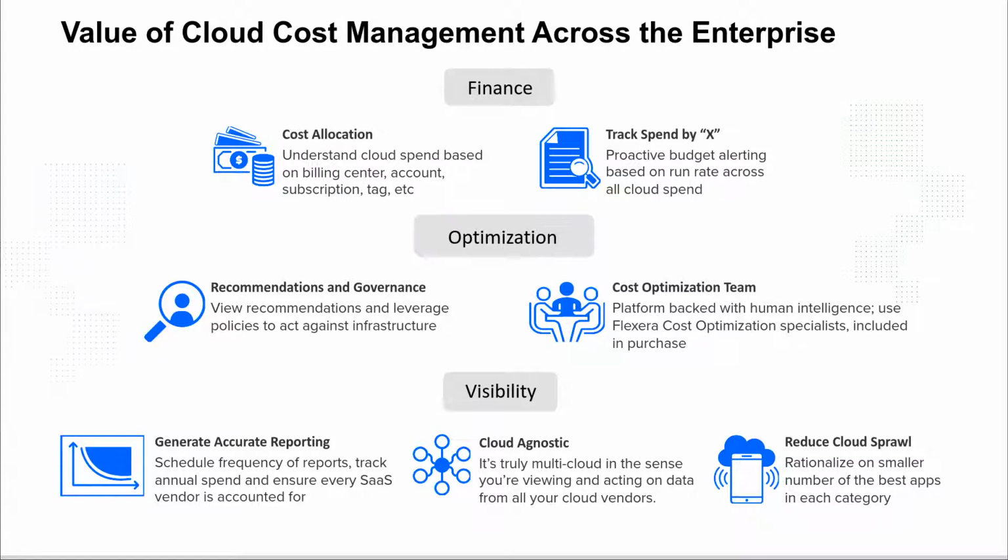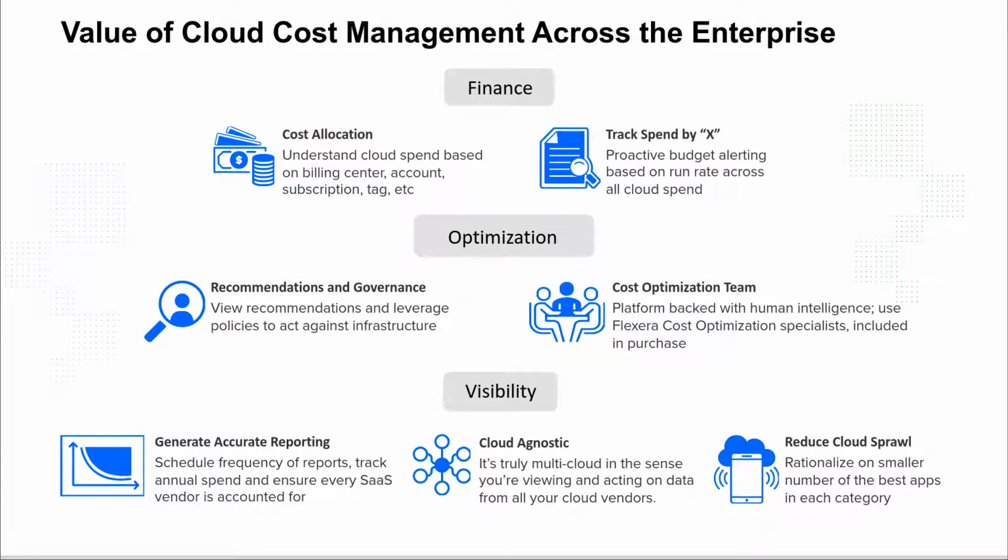Also, having the ability to make recommendations in governance, and this could be for compliance reasons, for tagging purposes, security, compliance, etc. Cost optimization needs to be rolled into an effective cost management platform. The ability to generate accurate reporting that is trustworthy for your managers, so that they know that you're not just kind of guessing. And then the ability to have cross-platform, cloud-agnostic visibility as well.